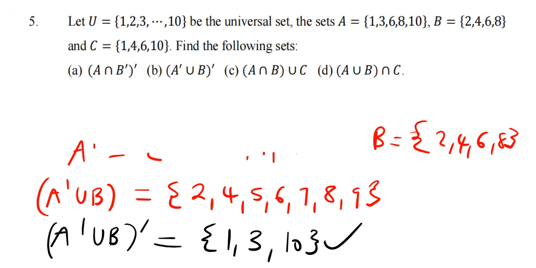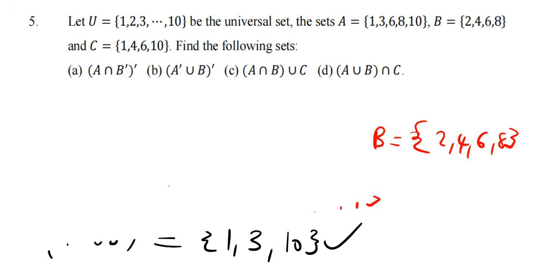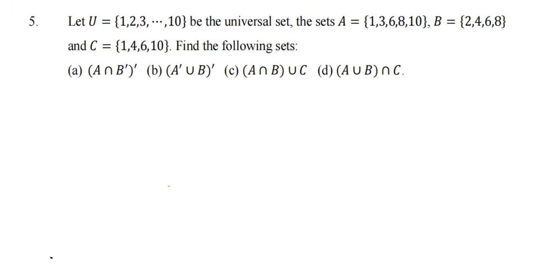Okay, then we have C. How do we solve C? We've got A intersection B union C. Okay, so what is A intersection B?